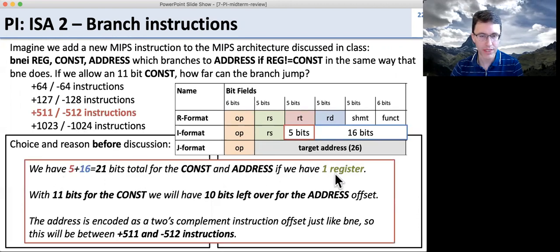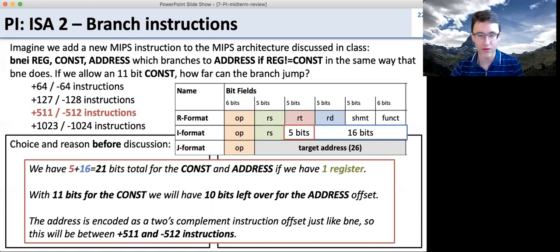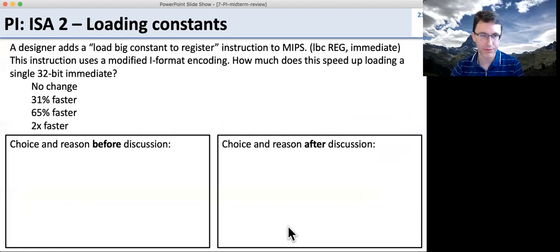So we have 21 bits, we have one register, which gives us 10 bits for the address. The address is a 2's complement instruction offset. Remember, this isn't bytes in addresses, this is instructions. So that gives us 512 plus or 512 minus instructions.